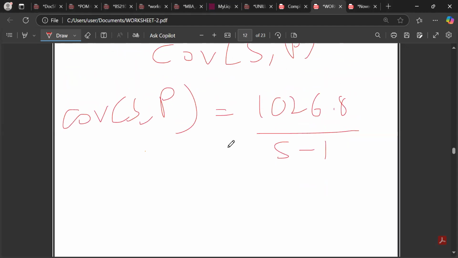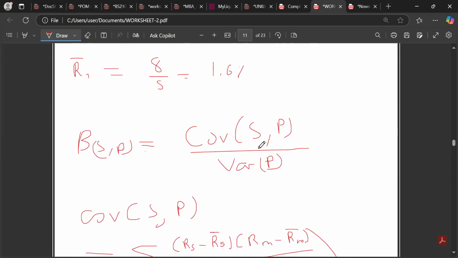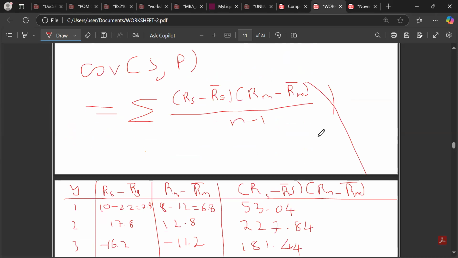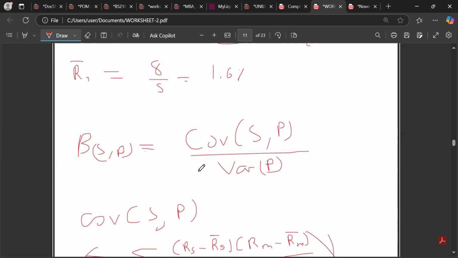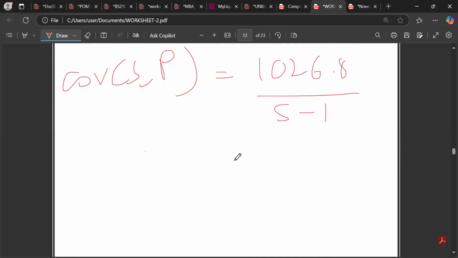I'm not clear on one stage. In the formula, you indicated that it's supposed to be divided by, is it the variance or the n minus 1? Yes, for covariance, it's n minus 1. And for the variance, that's for the beta coefficient, the beta itself. We haven't done the beta part yet. We're just finding the covariance first. Okay, understood.